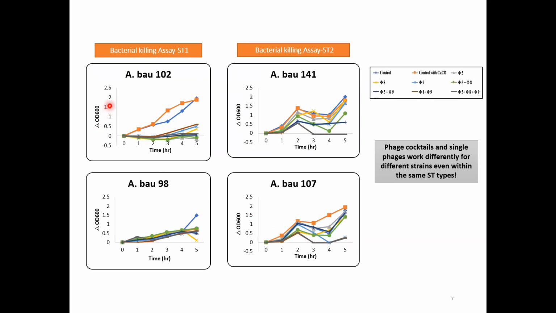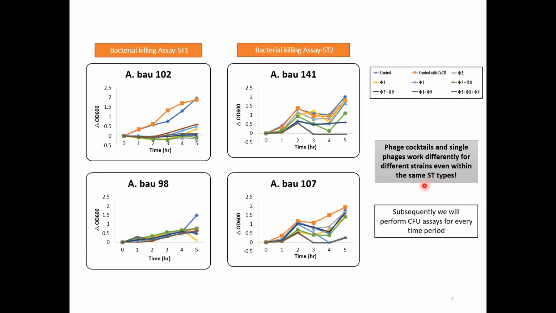So then we performed a bacterial killing curve for our selected phages, both as singles, in a cocktail of 2, and in a cocktail of 3 phages in one go. But to our surprise, we got to know that there is no specific type of killing activity which was observed for our phages, either single or cocktail. Both the single phage and the cocktail work differently, even within the same ST types.